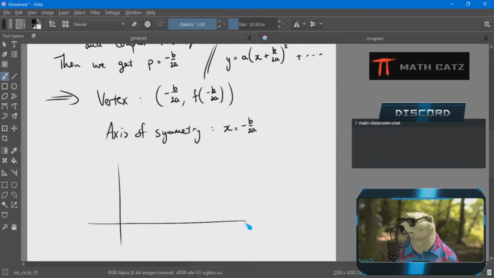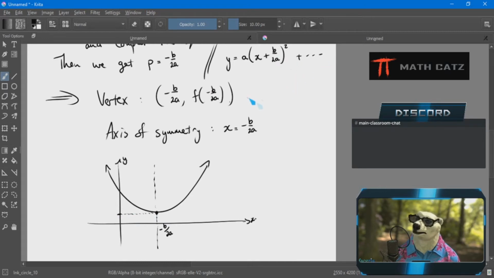If I have my parabola maybe over here, that's a nice parabola. My axis of symmetry is right in line with the vertex, negative b over 2a. If I want to find the corresponding y-coordinate for that point, I'm not going to memorize b squared minus 4ac and whatever else. At this stage, I don't care. I plug it into my function and get the y-coordinate.